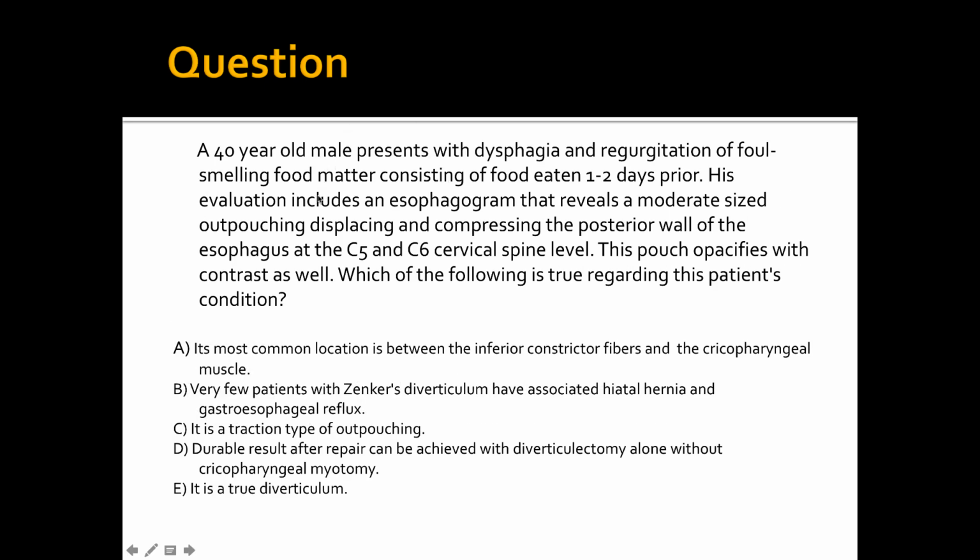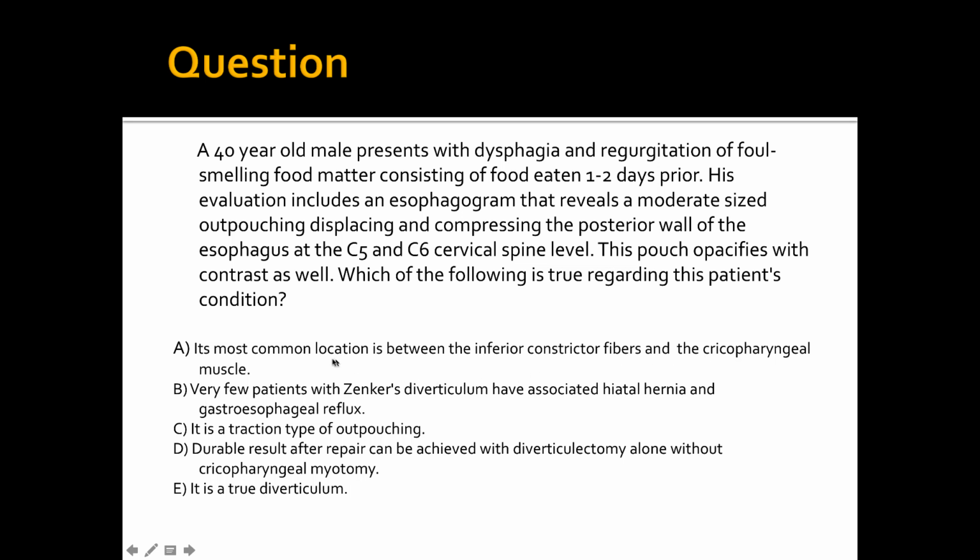This question: a 40-year-old male presents with dysphagia, regurgitation of foul-smelling food matter consisting of food eaten 1 to 2 days prior. Esophagram shows a moderate size outpouching in the posterior wall of the esophagus at C5 to C6, and the pouch opacifies with contrast. So this tells us, could it be a Zenker's diverticulum? The most common location is between the inferior constrictor and the cricopharyngeus muscle. So that is the potential weak spot of Killian's dehiscence.